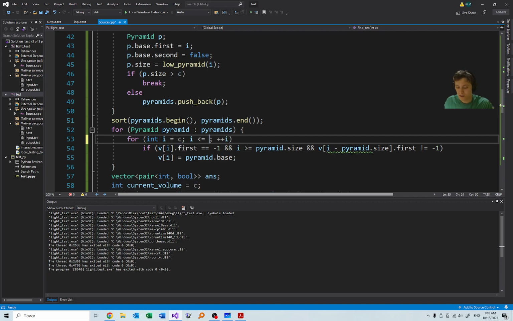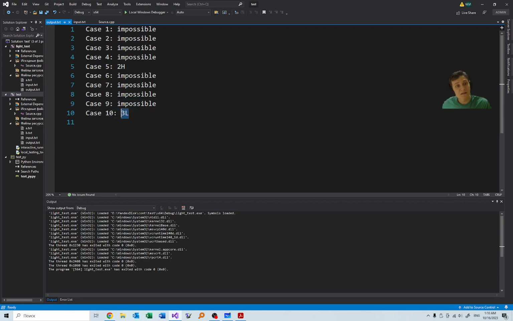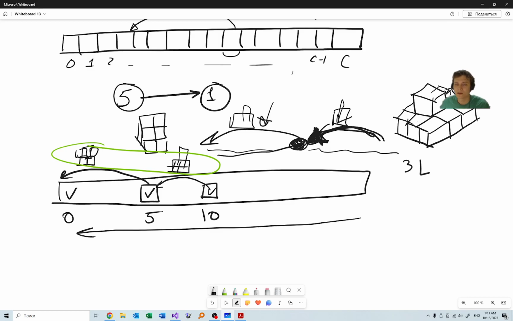We start with C. We go till 0 and we subtract 1 from I. Let's look now at what we have. Now it's fixed, yeah? See, 3L. 3L is a pyramid which looks like this. It's first of all 1 cube, and now there are 3 cubes. And the same here. Great. So this is 3L, which is of size 10.